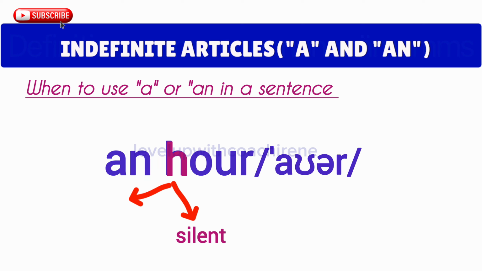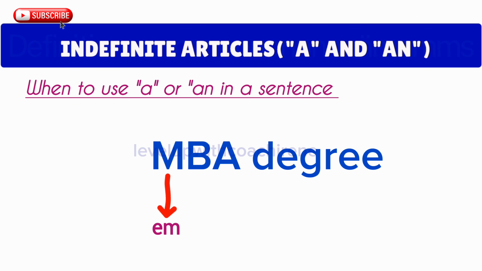Another example would be an MBA degree. The M in this word sounds em, a vowel sound. Therefore, use the indefinite article an.